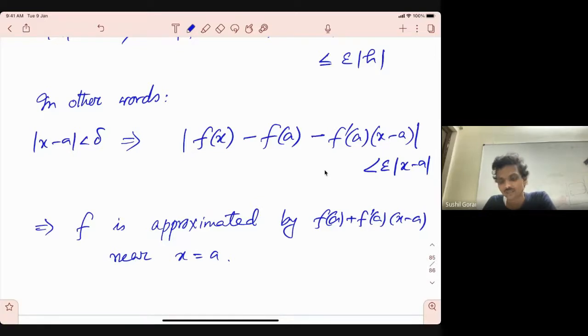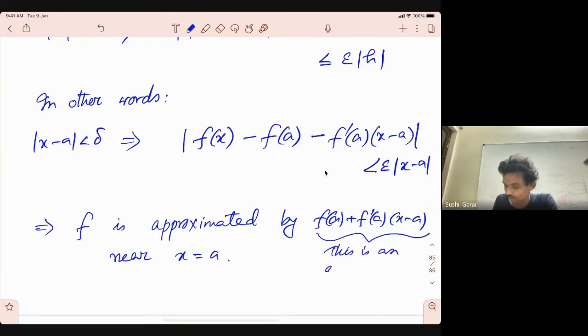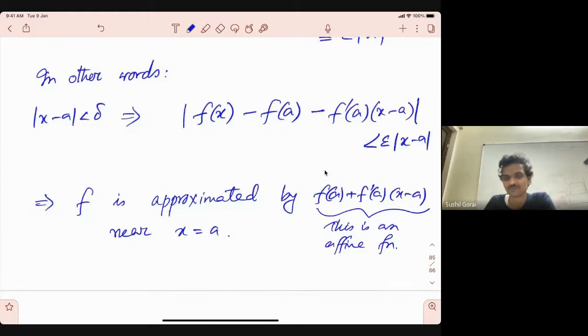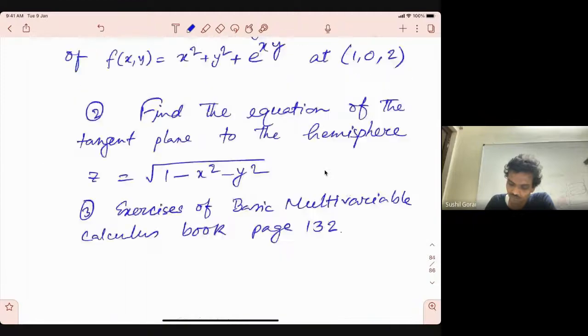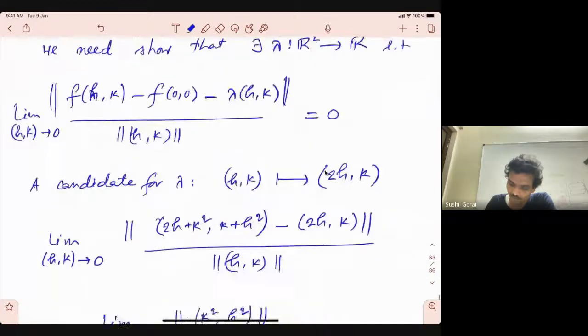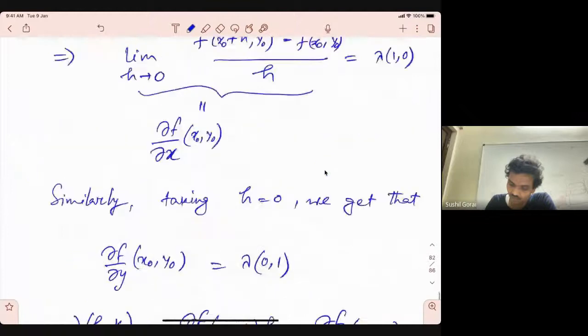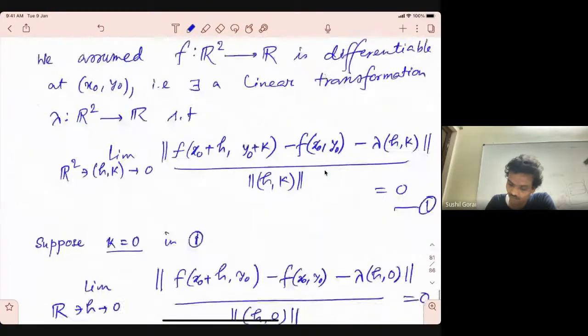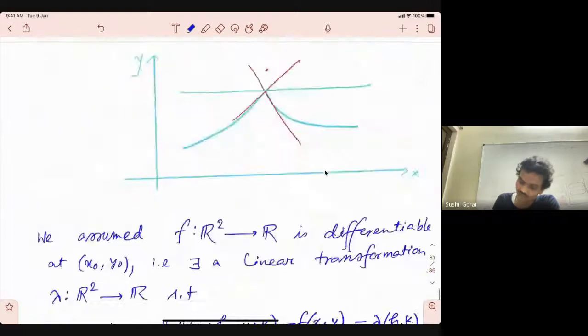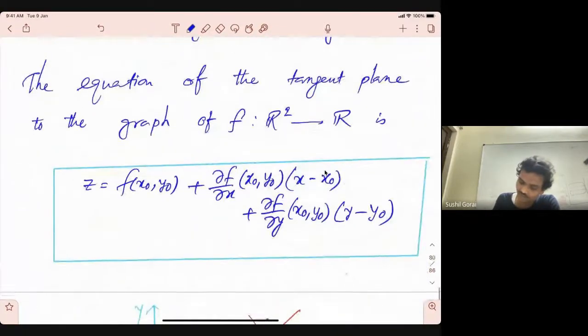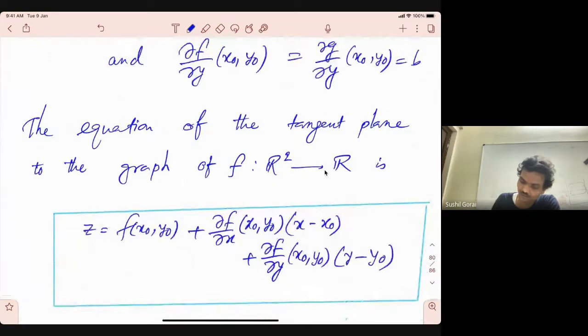All right, and this is an affine map. This is an affine function. So you want to generalize this one also, and we could, right? So here, this is the function we'll be looking at.